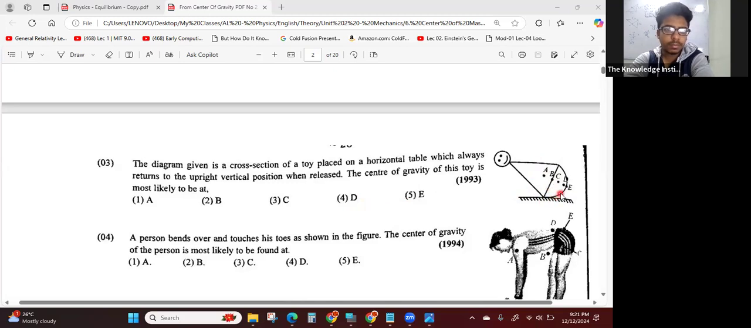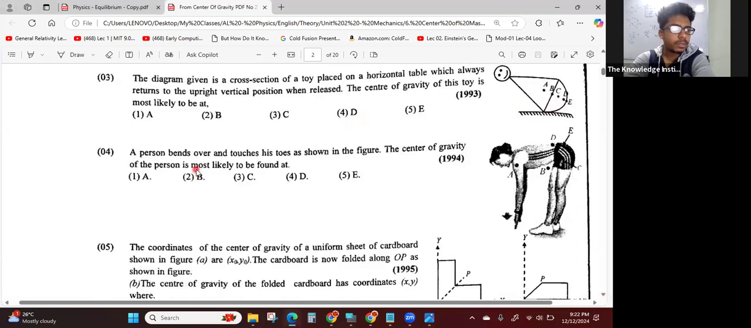Okay, and then question number 4. A person bends over and touches his toes as shown in the figure. The center of gravity of the person is most likely found at. Okay, so far your answer is correct. Good.